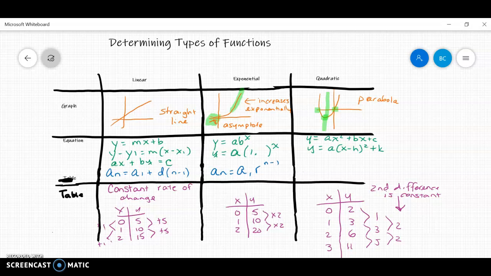Remember that the b is the number that I'm multiplying times over and over and over because it's being raised to this exponent. So the exponent is always the variable. The b is the amount that I'm multiplying it times each time, and the a is the beginning value.